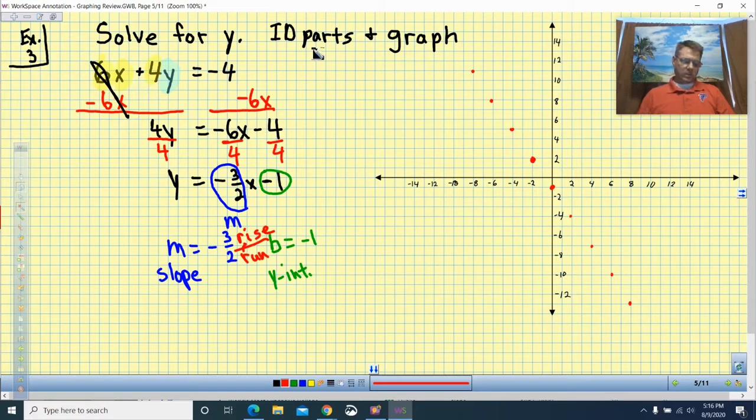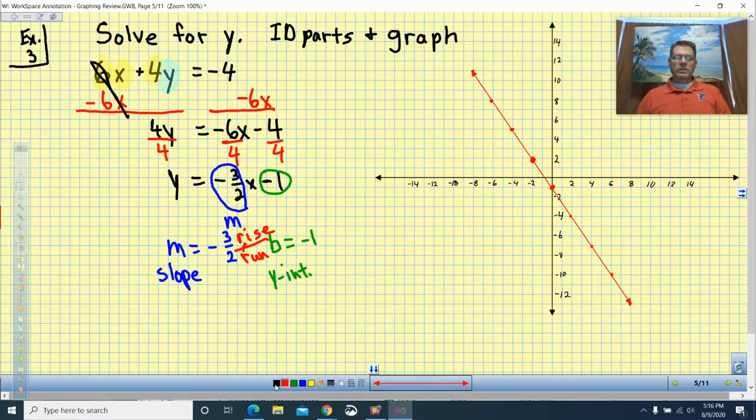And then I can turn this over to my line and get a pretty good line. Oh, let's go to red. Dot points first, line second. What came first? Points, then the line. You don't sketch it and then put points. That's sketching, not graphing. So easy peasy right there. Bam. We graphed our line. So we solved for y, ID'd our parts, and then did the graph.